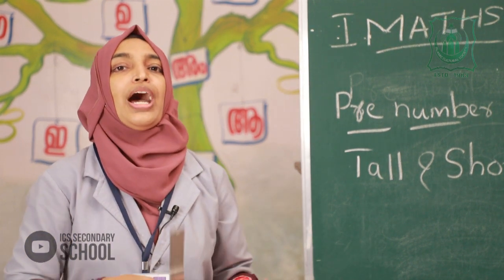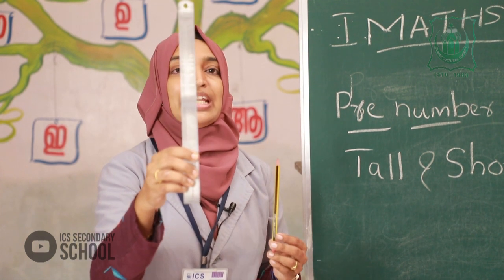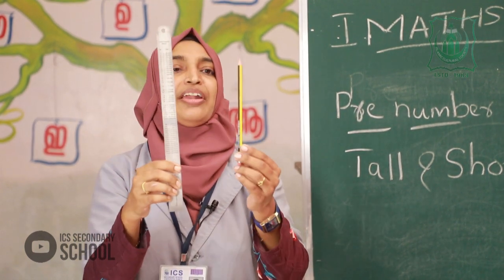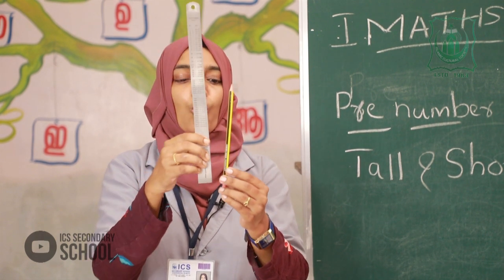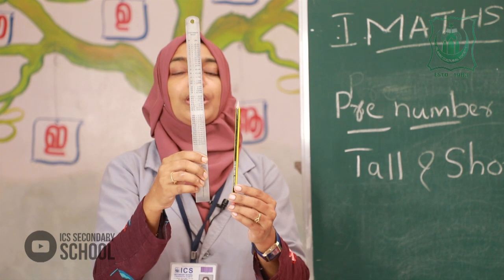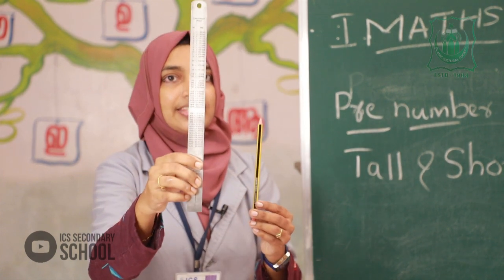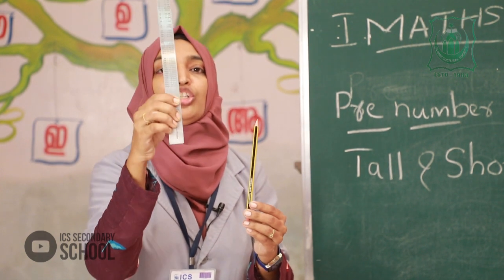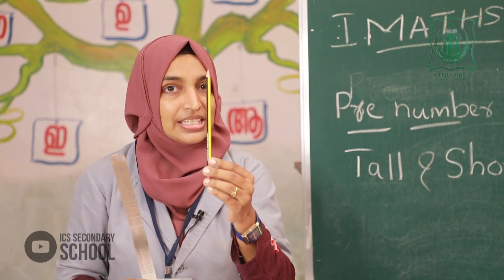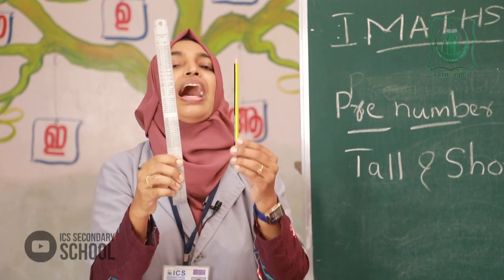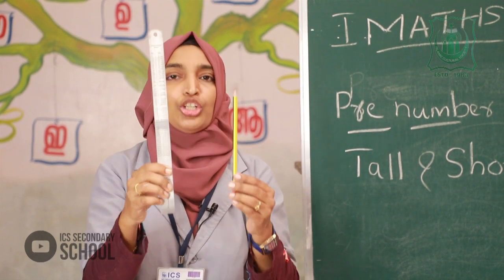Here we have two objects, one scale and one pencil. Which one is tall here? Which is bigger in size? Yes, this. So we can say the scale is tall and the pencil is short.